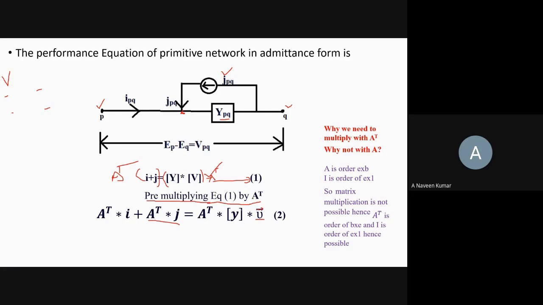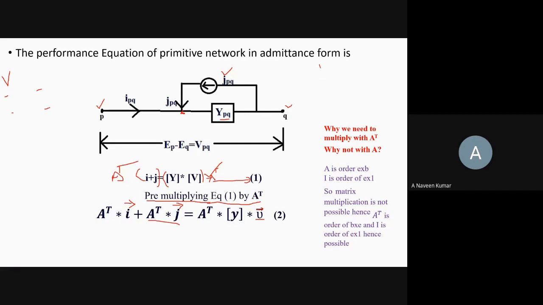I explained yesterday also. What about this current? I is also a column vector. What is the order of I here? Can anybody say? Yesterday I explained it many times. I is a column matrix. What is the order? N by 1. N by 1, very good.